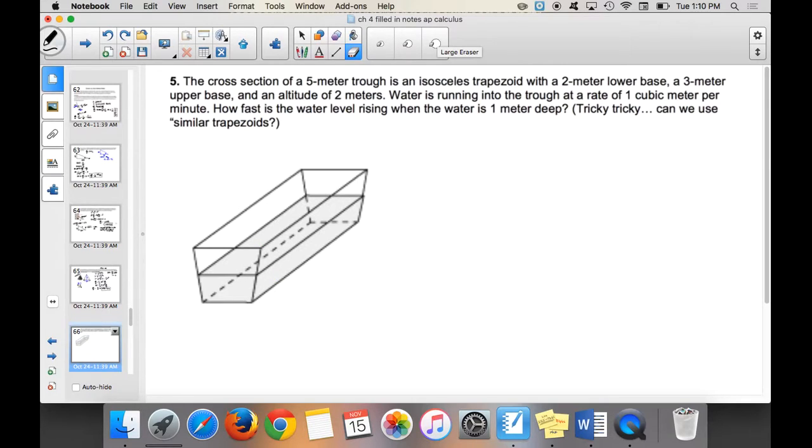Okay, so here we go. Are we ready? Let's do it. All right, so the cross section of a 5-meter trough. When I say 5 meters, this is 5 meters from here to here. Is the bottom of that trapezoidal trough the same as the bottom of the water? Yes. Is it always the same? Right. So that's constant.